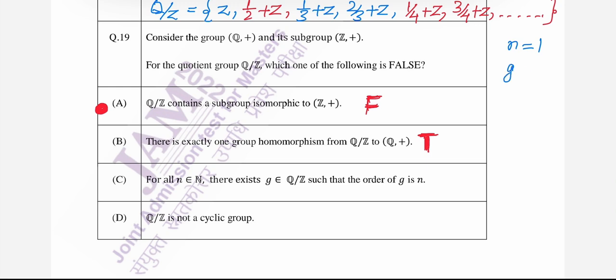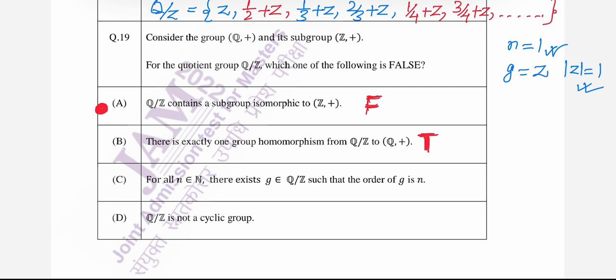So G will be Z, because Z is the identity element in Q by Z, so its order is 1. Okay, so we have a natural number 1 and also an element in Q by Z whose order is 1.